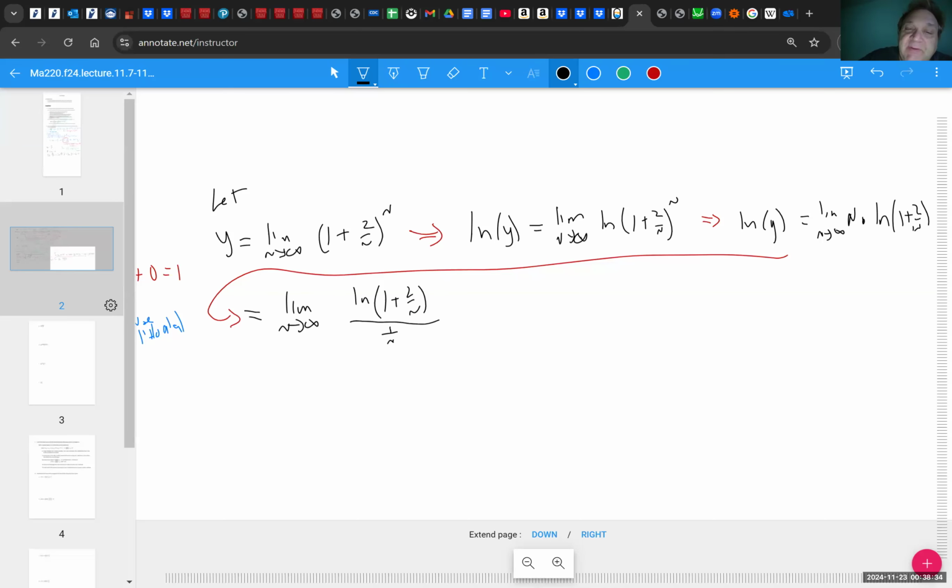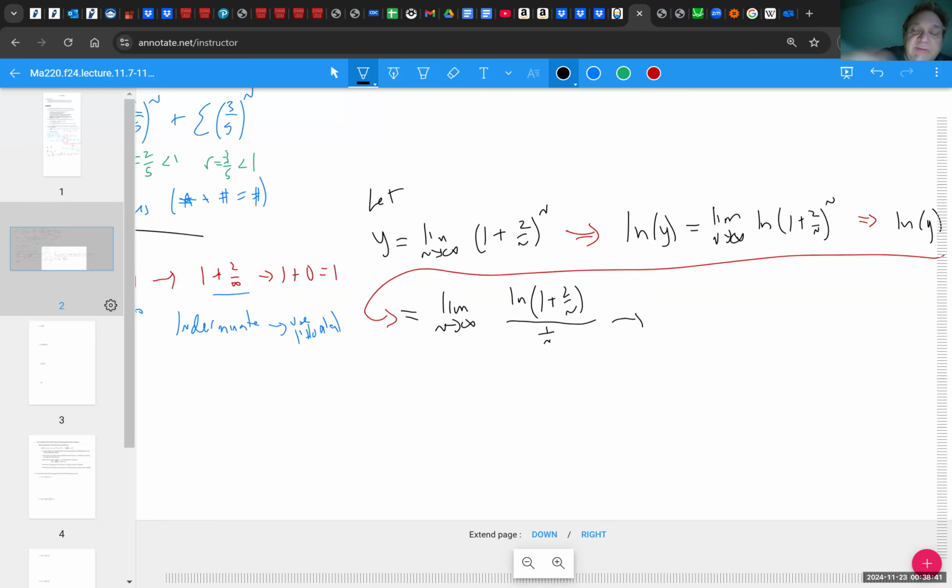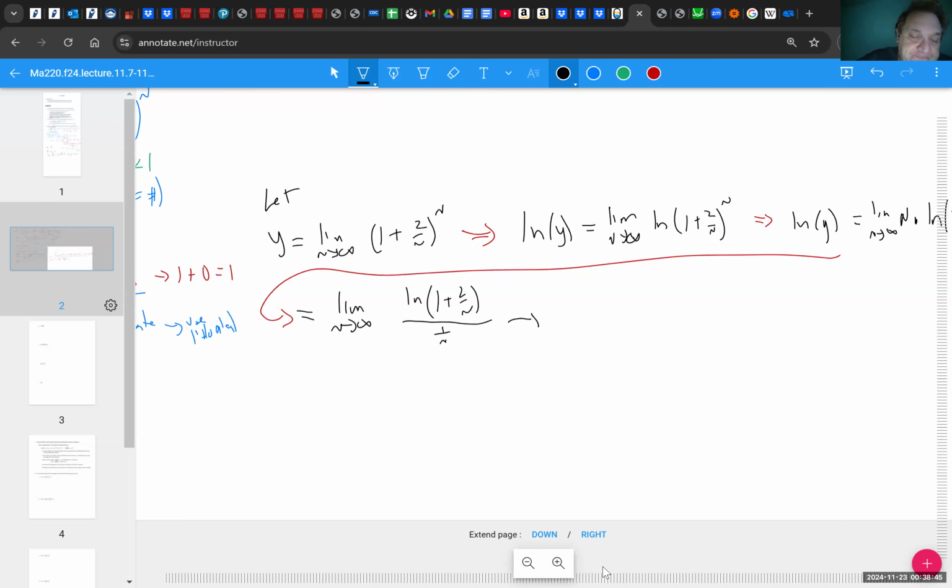All right, so what happens? Well, we get ln of 1 plus 2 over n. Remember, we know what 1 plus 2 over n is. We did it, right? 1 plus 2 over n goes to 1. So the top goes to ln of 1. The bottom goes to 1 over infinity. ln of 1, the natural log of 1, is 0. 1 over infinity is 0. So we can use L'Hopital's rule. So now we do L'Hopital's rule.